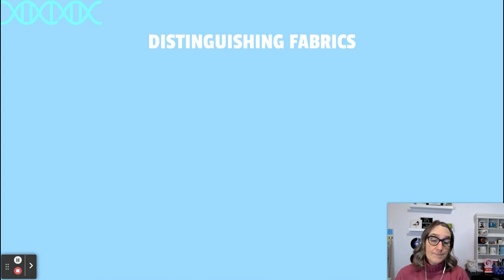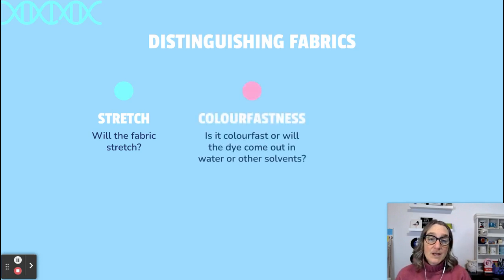Let's think about the kinds of questions we can ask ourselves to distinguish one kind of fabric from another. Well, we can ask about whether the fabric stretches or not. Will the fabric stretch? Does it stretch only in one direction or does it stretch in all directions? We can also ask about the color fastness of the fabric. Now, color fastness just means how well the dye is set.